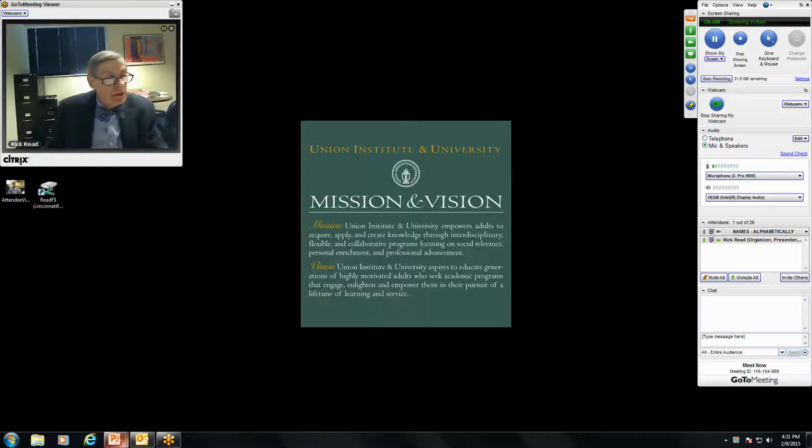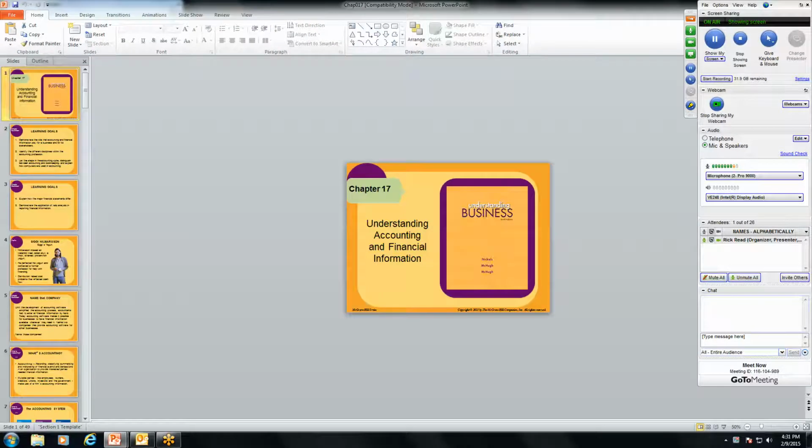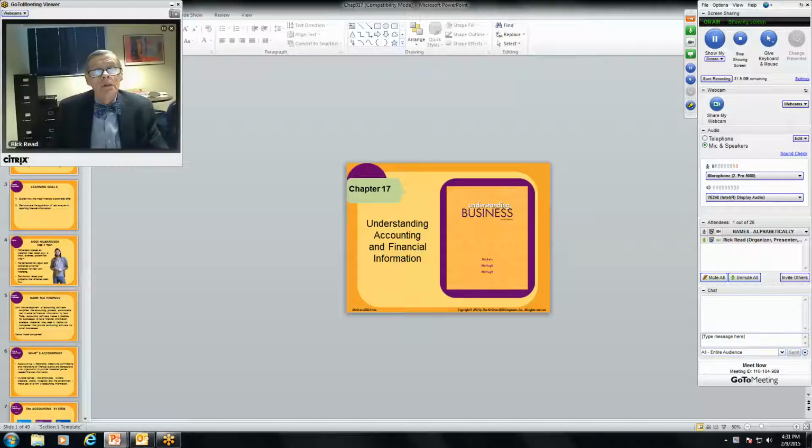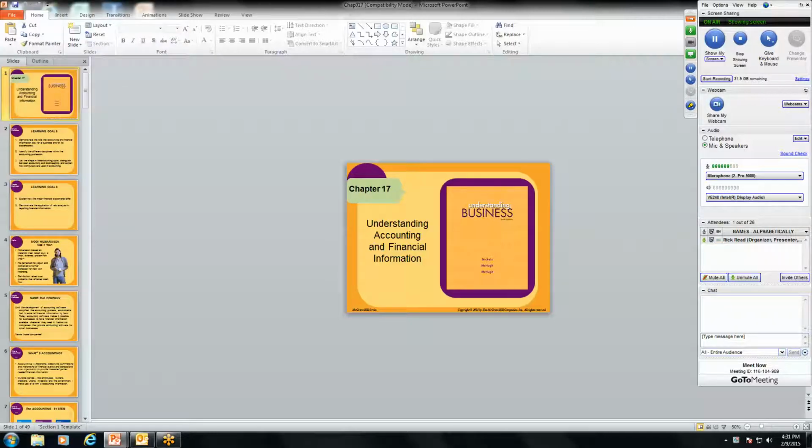Seconds. Tonight, or this afternoon, we're going to cover two of the last four chapters, what the text refers to as understanding accounting and financial information. The first we're going to go through this afternoon, chapter 17, is understanding accounting and financial information.